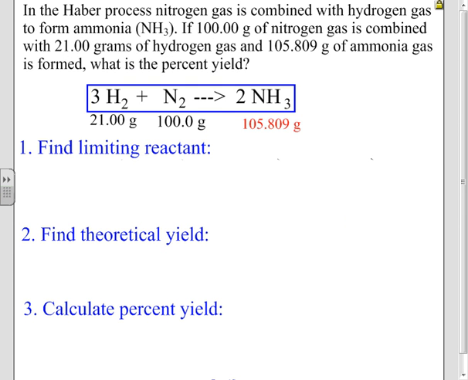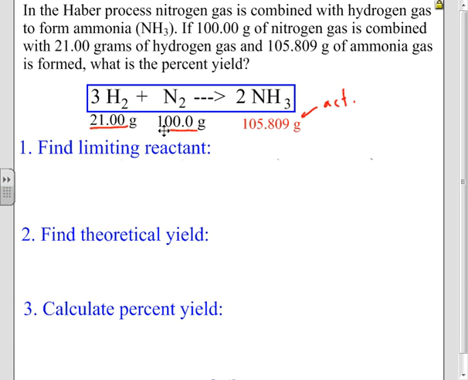Second example, in the Haber process, nitrogen gas is combined with hydrogen gas to form ammonia, so we can write the balanced equation from that information. And then we're given 100 grams of nitrogen gas and 21 grams of hydrogen gas, and we're told it produces 105.809 grams. Again, this is the actual yield. To figure out the percent yield, we need to know the theoretical yield, how much you could get.